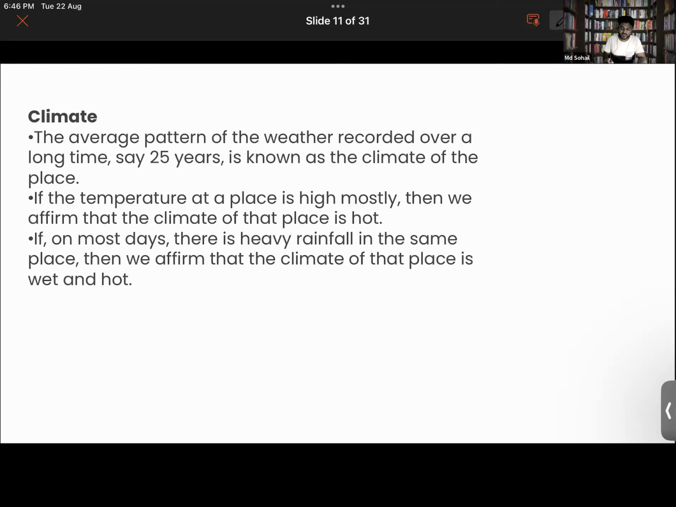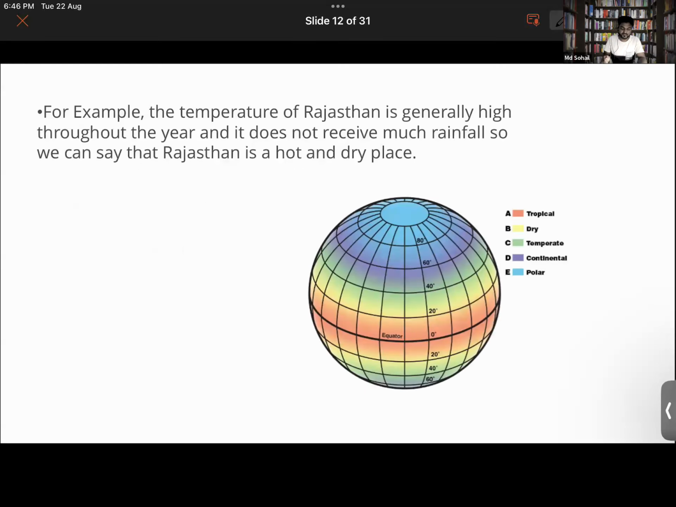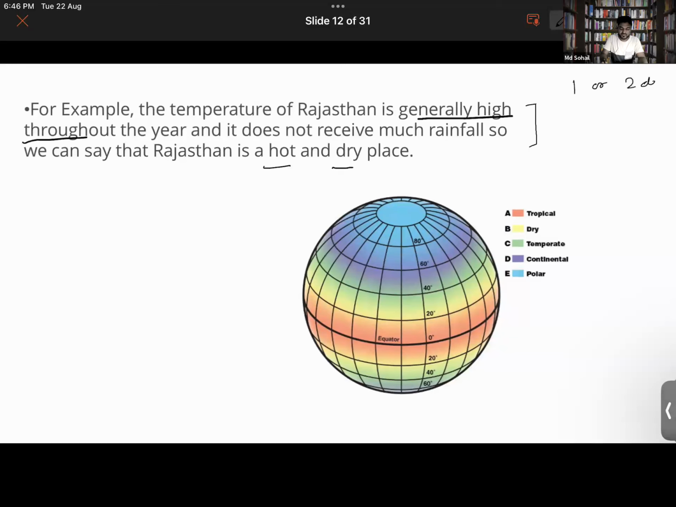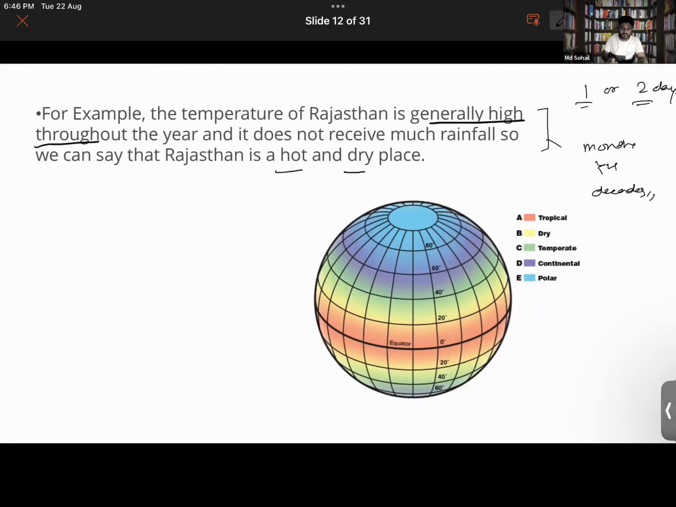For example, you have places like Rajasthan in India. Generally you will see there's high temperature throughout the year, and there's dryness in that region. So you say that the climate of that region is hot and dry, because there is no rainfall. Exactly. So the data sample used to study the climate of Rajasthan is not of 1 or 2 days. You don't just study data samples of 1 or 2 days. You study it for several months, several years, or several decades. Getting it now?